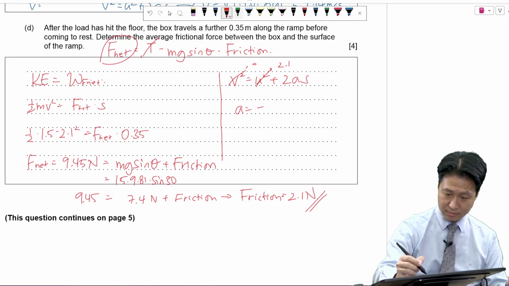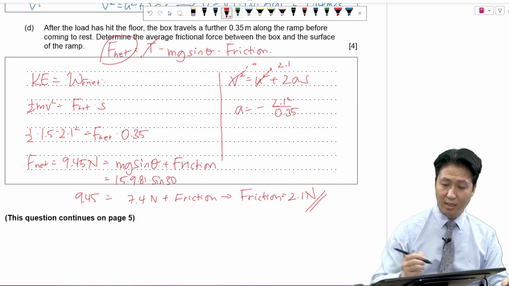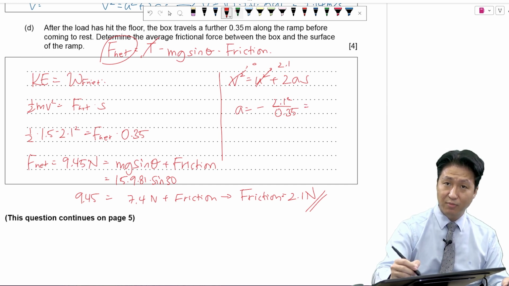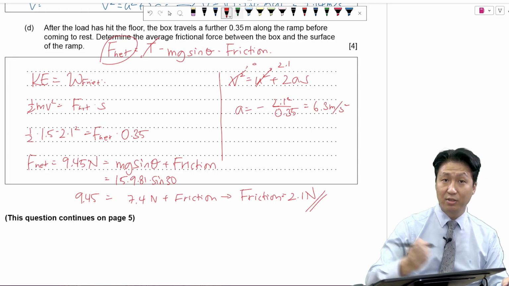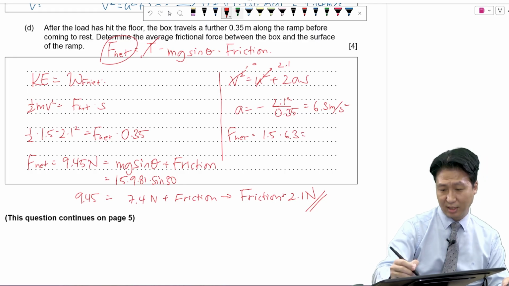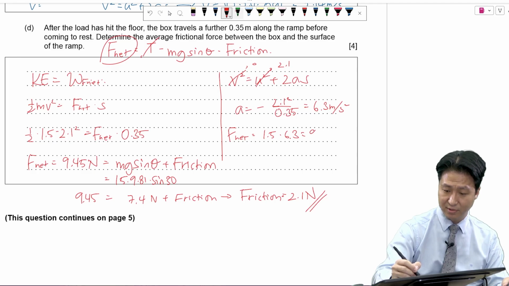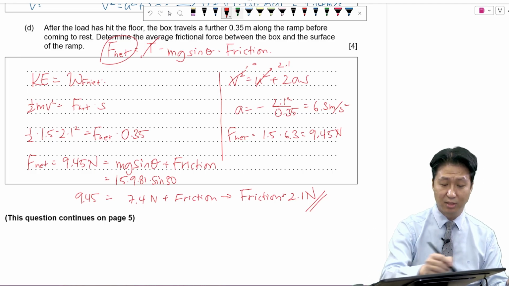So you have 2.1 squared divided by the distance, which is 0.35. That would be approximately 6.3 meters per second squared. You can use this to find the net force. F net equals 1.5 times 6.3, F equals ma, which again is the same, 9.45. And from here, the rest of the solution is the same as before.